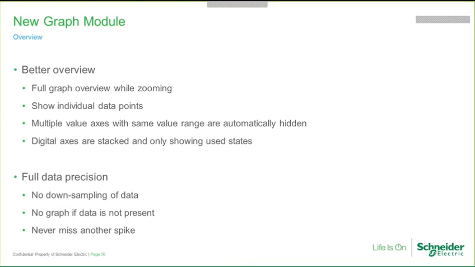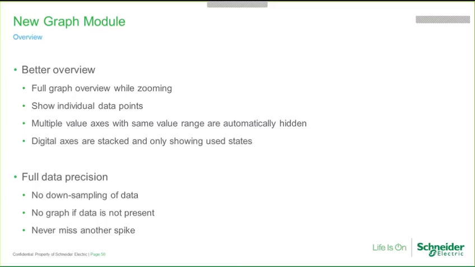When the end user is zooming, you have a much better overview because you get the full graph overview. You can show individual data points. If the user adds multiple signals that would result in the same y-axis being shown again and again, we just hide it. Why show 3 axes with 0 to 200? Doesn't make sense. Digital signals are automatically stacked at the bottom, only showing used states. Sounds a bit odd. It's very natural once I show it to you.